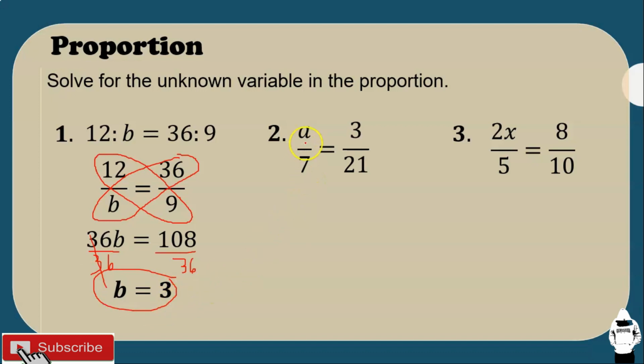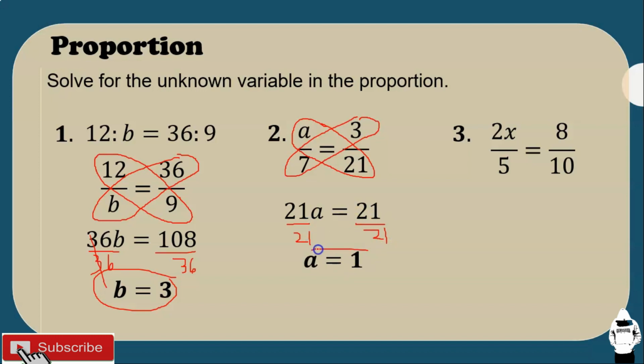Let's have the second example. a/7 is equal to 3/21. To solve for a, we need to use the property or cross multiplication property. So, a times 21 is equal to 7 times 3. So, that is 21a is equal to 21. And then, divide both sides of the equation by 21. a now is equal to 1. So, the value of a is equal to 1.